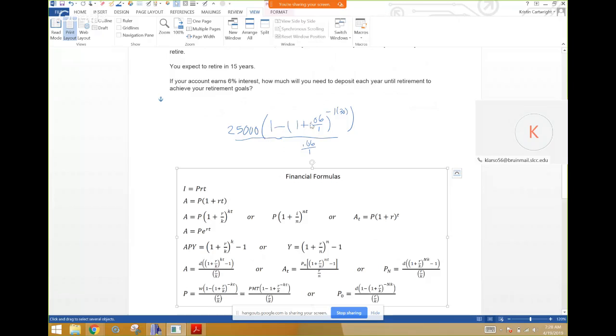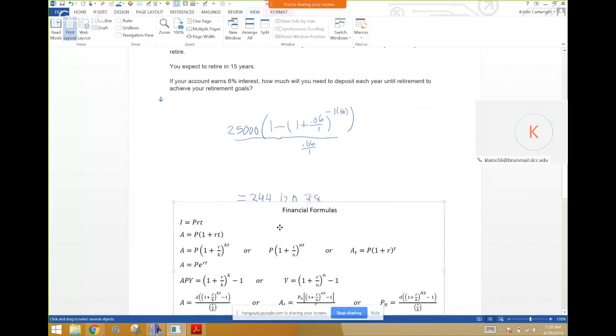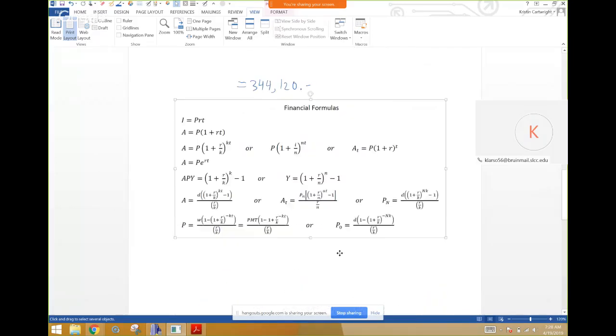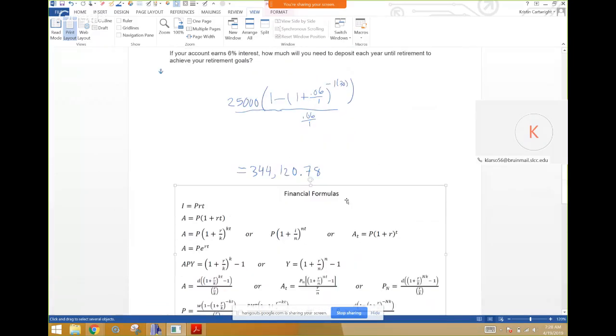So we want to know, if we do that, how much do we have to start with so that we can pull out 25,000 for 30 years? How much do we need to start with? And that's what we're solving for here, P. So if you want to take the time to put that in your calculator, or pause this if you're watching this video. When I put it in mine, I got 344,000, about 120.78.